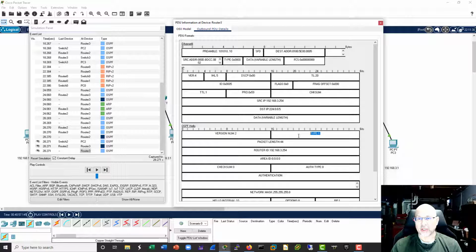And this one happens to be a type 1. We'll do the types in another video. But there we are. We still have OSPF directly encapsulated into IP, and we've got now a multicast address that is specific to OSPF.